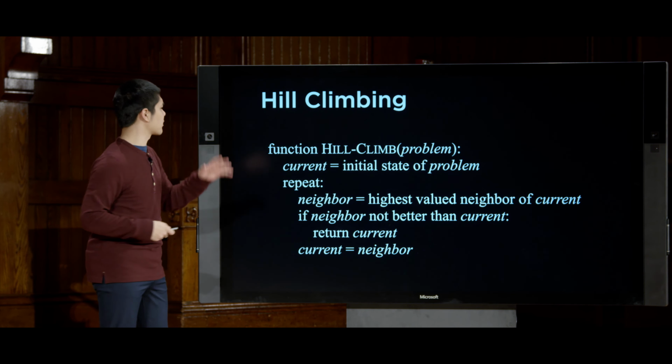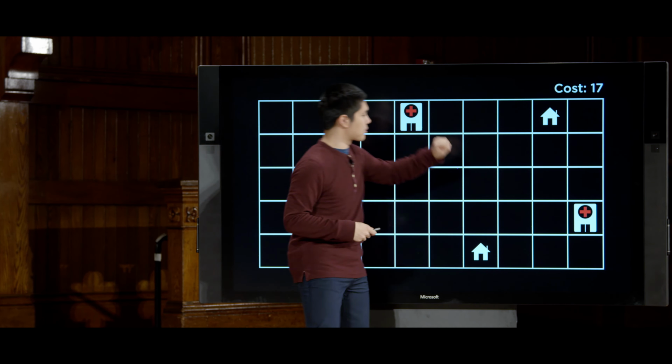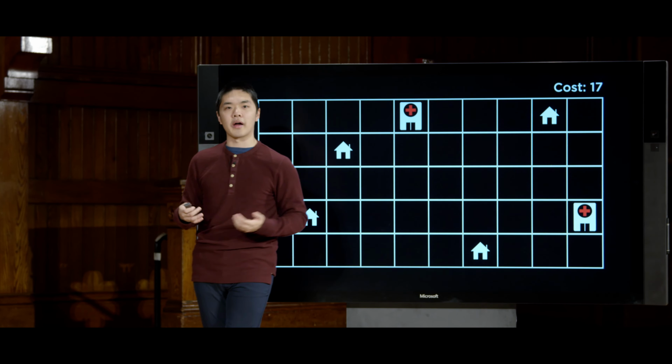So let's take a look at a real example of this with these houses and hospitals. So we've seen now that if we put the hospitals in these two locations, that has a total cost of 17.